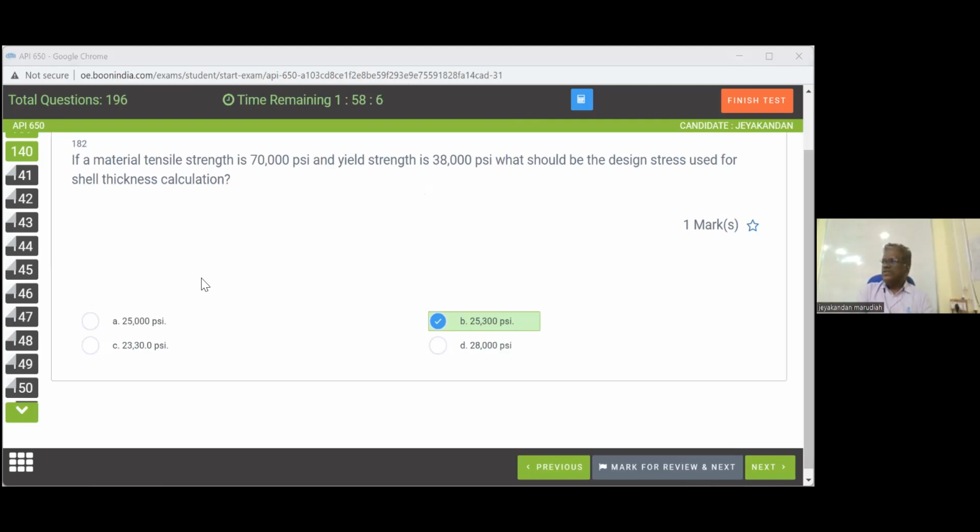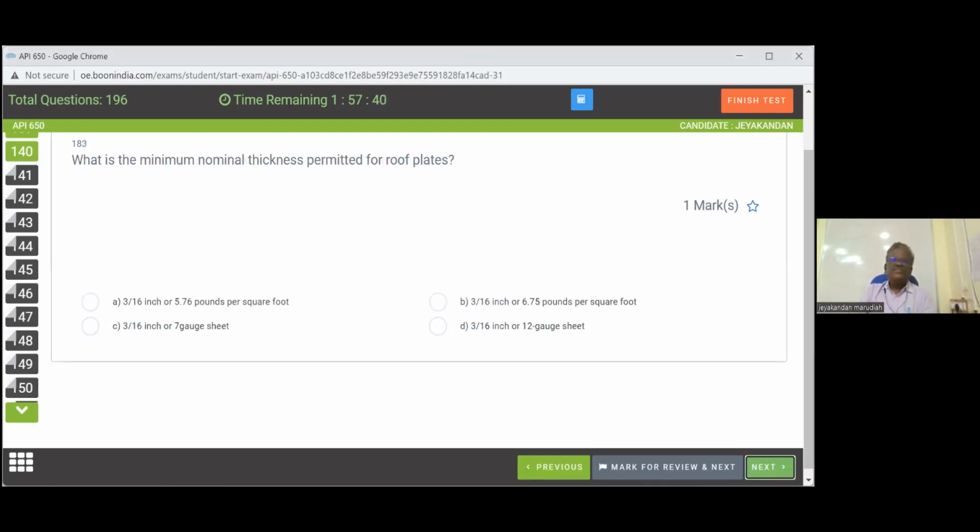For another topic, do you say whichever is greater? No, for yield strength and tensile strength I didn't say anything about whichever is greater. That is for thickness: design thickness, test thickness, and the table value, out of the 3 whichever is greater. That is for the shell thickness calculation. That is for the stress. For stress we have to always take the lower stress. Okay. Next one.